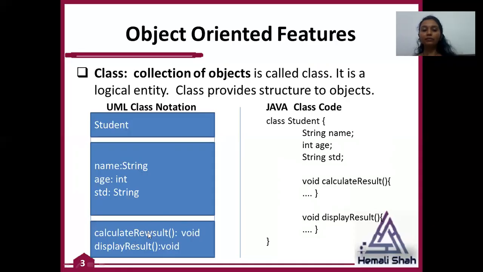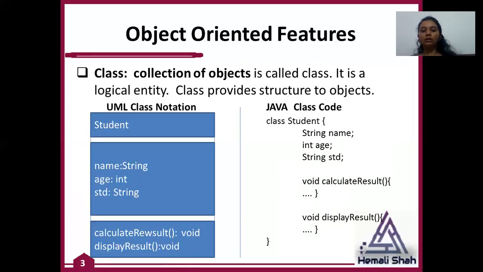Functions that might operate on the objects. Here are calculate result and display result. Here is a result, it is my mistake. Calculate result and display result are both functions, and void is the return type of the function. In my software, I want these two functions, the calculate result and display result functions.